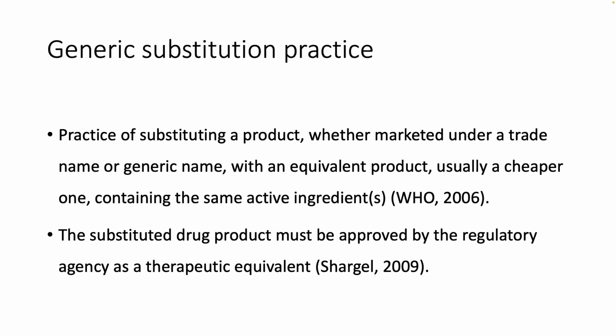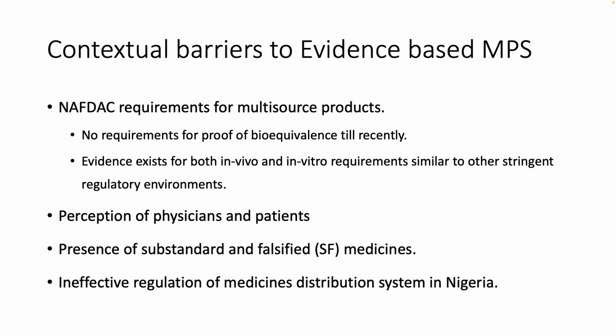So how do we do this in practice? Practice of substituting a product, whether marketed under a trade name or generic name, with an equivalent product, usually a cheaper one containing the same active ingredients, is a professional practice under the jurisdiction of the pharmacist. So you as a pharmacist, once you identify that the generic product has met the evidence required by NAFDAC, then you can go ahead under all legal obligations to provide that generic product in place of the innovator product to the patient, right?